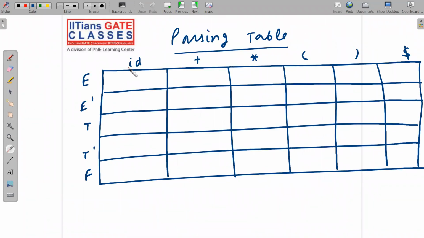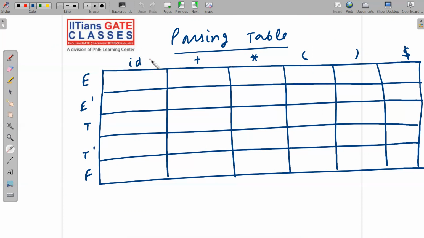Now we will try to fill the table. For filling the table, we will say: E on reading ID, what production rule should we use? Whenever we are on capital E and we read this ID from the input string, the string part, because the string consists of terminals only, and these are the production rules.